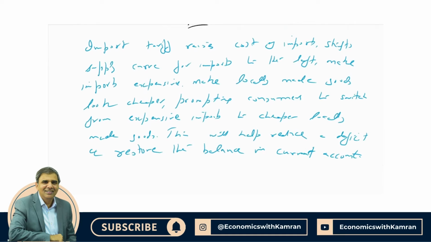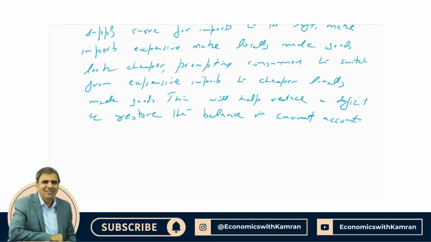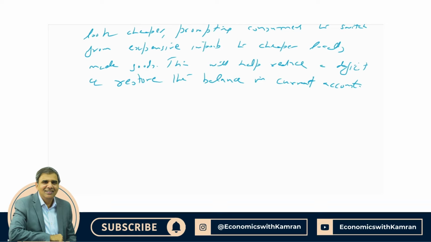So import tariff raises the cost of imports, shifts the supply curve for imports to the left, makes them expensive, and makes locally made goods look cheaper, prompting consumers to switch from expensive imports to cheaper locally made goods. This will help reduce a deficit and restore the balance in current account, because imports have gone down, and because of that the deficit will go down. This can be explained with the help of a diagram. So we may make a diagram as well.